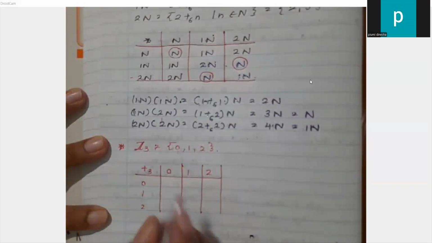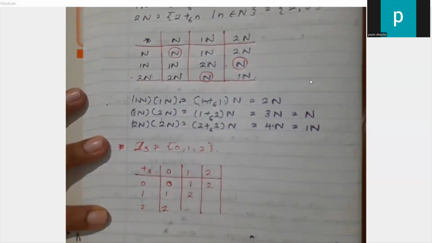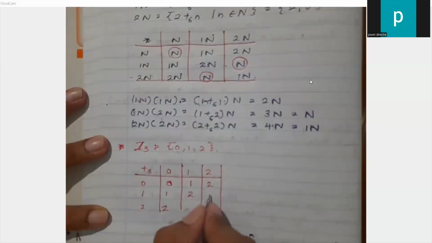If you apply the binary operation, we have 0, 1, 2. 1 plus 1 is 2, divide by 3, take the remainder, it ends up being 2. 2 plus 1 is 3, so 0. 2 plus 1 is 3, 0. 2 plus 2 is 4, so 1.